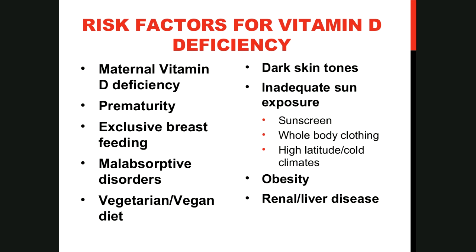Of course, we know that individuals with darker skin tones oftentimes will need longer exposure or more exposure to sunlight and UV radiation to get adequate vitamin D production. But in general, anybody who has inadequate sun exposure, no matter for what reason, is at high risk. And obesity is certainly a risk factor just because vitamin D tends to get sequestered in fatty tissue. And then malabsorptive disorders or renal and liver disease are also implicated.